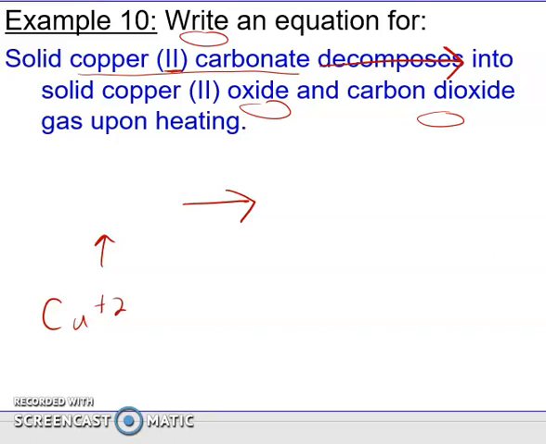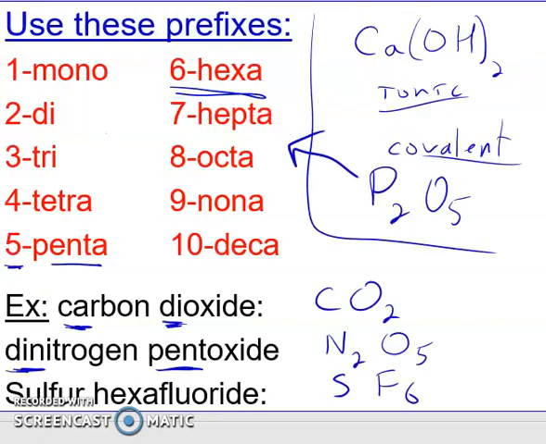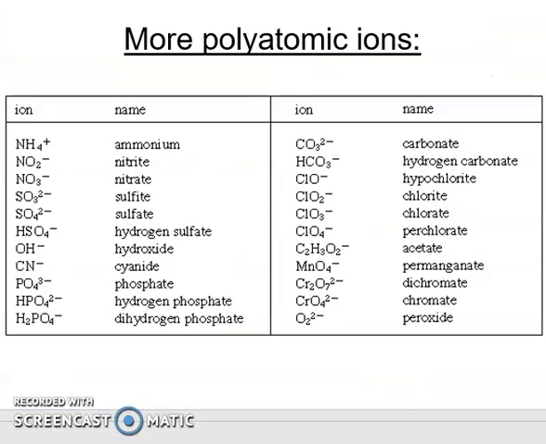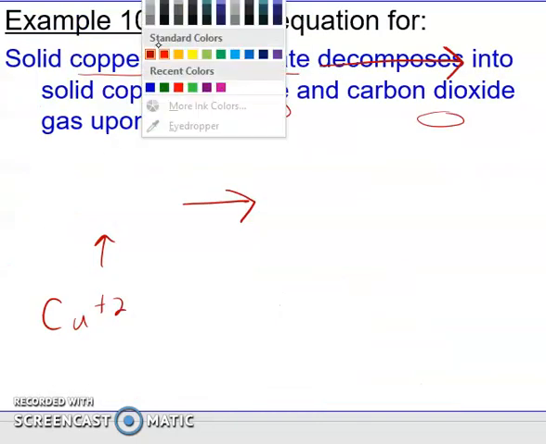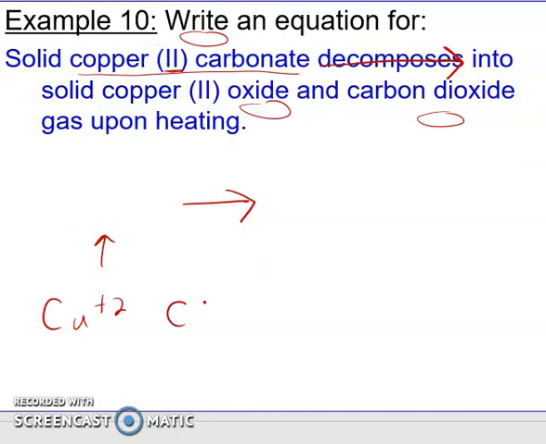Now, if you cycle back in your notes, you'll see that the polyatomic ion carbonate has this formula right here. Carbonate has a CO3 with a -2 charge. That is the formula for it. So let's go ahead and put that down. You can just go ahead and look up the carbonate. You don't have to memorize it. And so our carbonate is actually CO3 with a -2 charge.